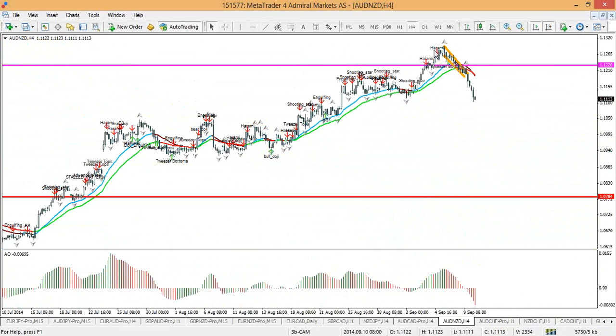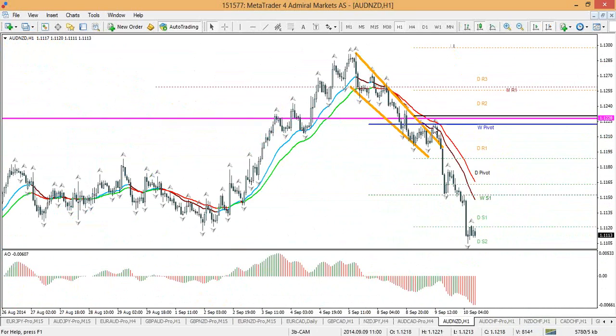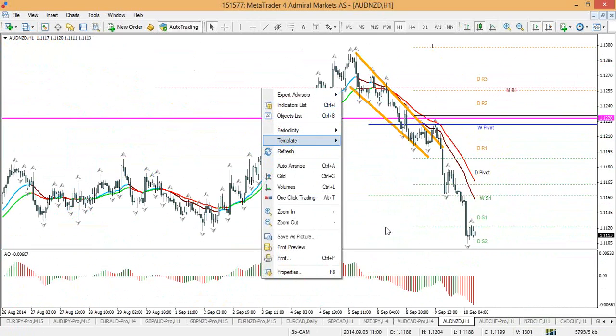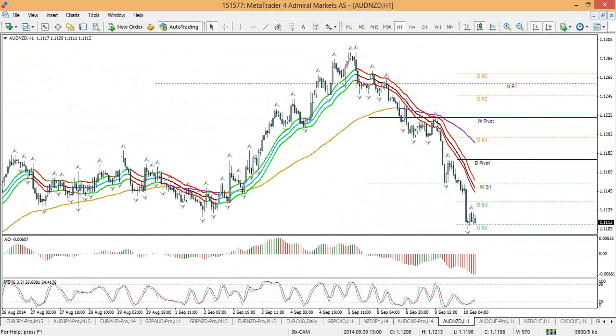From a moving average point of view on the hourly, 1 second. All right, sorry. Let's see. Took a bit longer. There we go.